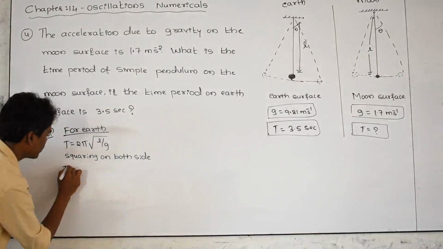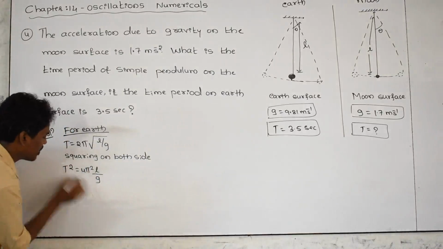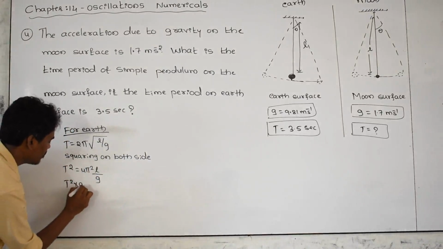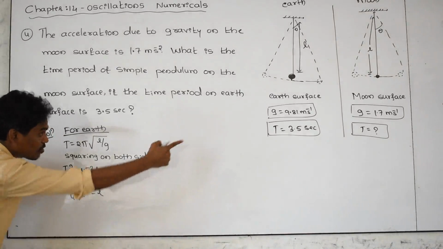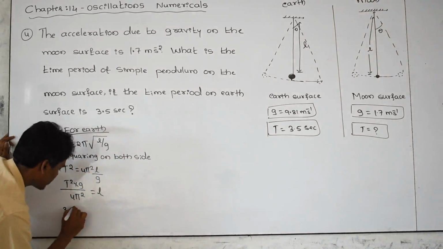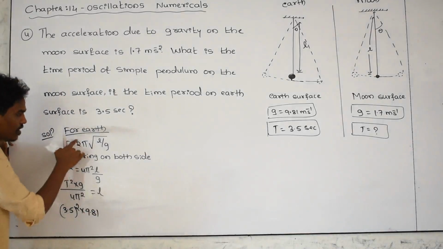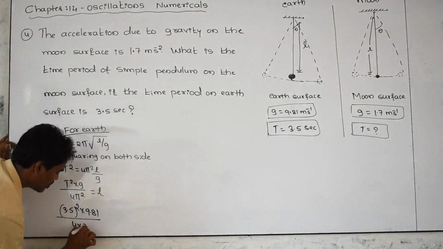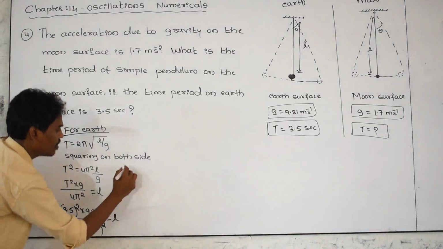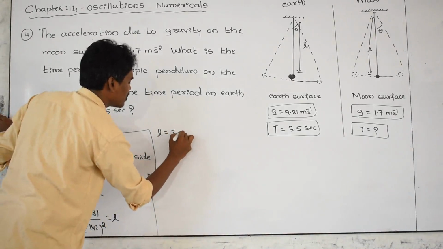Squaring on both sides, you get T square equals 4 pi square L by g. Multiply g on this side: T square into g divided by 4 pi square equals L. Substituting T equals 3.5, so 3.5 whole square into 9.8, the g value for earth, divided by 4 into 3.142 whole square, equals L. After substituting all the values, L becomes 3.01 meter.